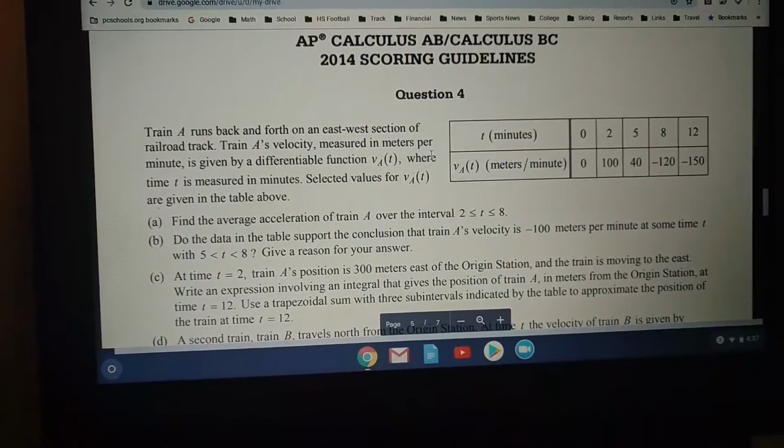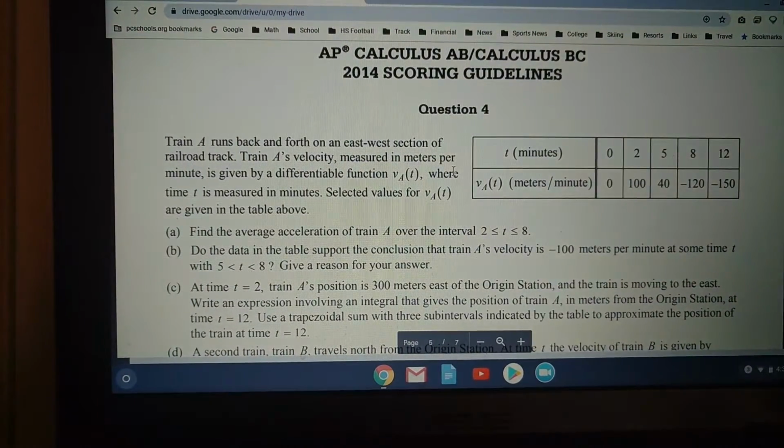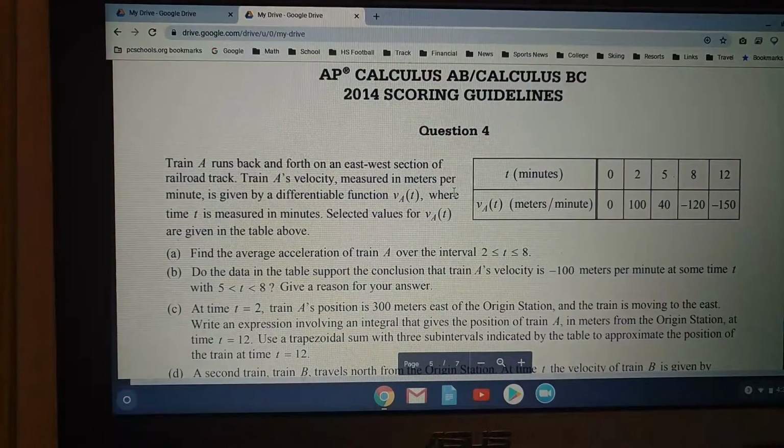It's time to look at our scoring video here for the last three problems of 2014. Take a look at these, and this will be our last assignment for the week. So, here's question number 4.